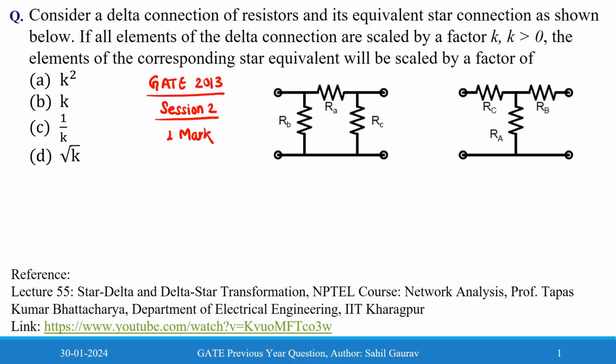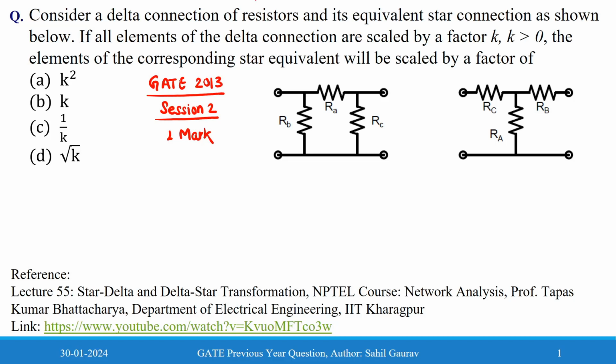The problem is: consider a delta connection of resistors and its equivalent star connection as shown below. If all elements of the delta connection are scaled by a factor of k, where k is greater than 0, the elements of the corresponding star equivalent will be scaled by a factor of, and the options are k square, k, 1 divided by k, under root k.